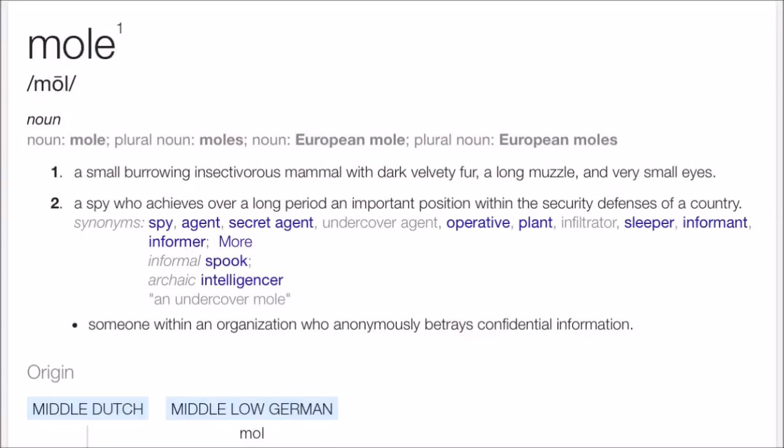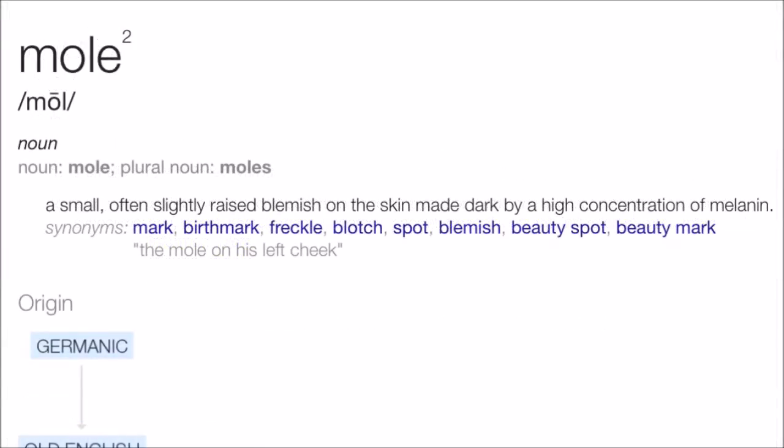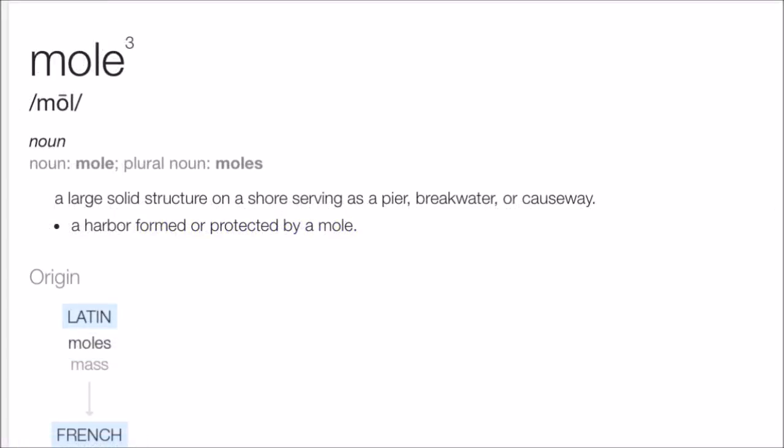A mole is... a small burrowing insectivorous mammal. No, not that one. A spike who achieves over a long period. No, not that one either. A small, often slightly raised blemish on the skin made dark by a concentration of melanin. Gee! A large solid structure on a shore serving as a pier. Okay, this breakwater is just getting ridiculous.